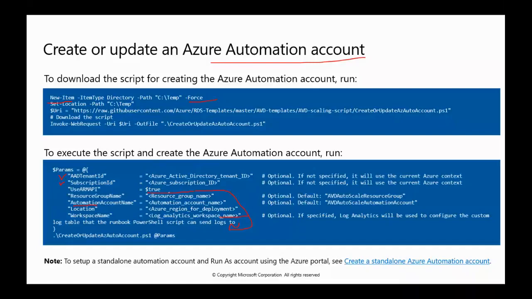All these values between quotations should be replaced with the names and the numbers of your current location or your working resource group. You should type the resource group where you want to create the automation account. This is the name of the automation account, and this is the region where you want to deploy the automation account. So these are the necessary configurations for this script to be executed.